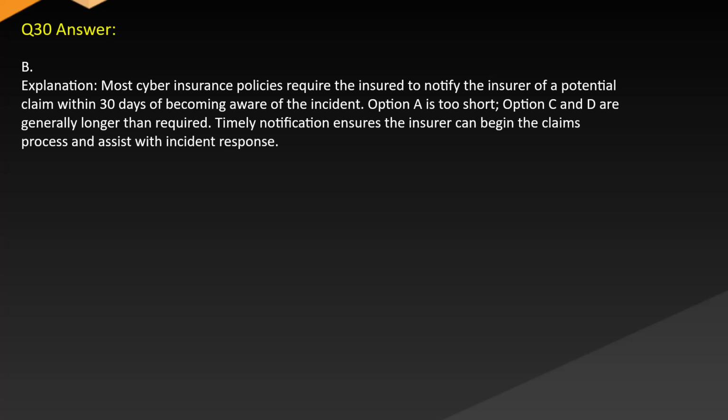Answer: B. Explanation: Most cyber insurance policies require the insured to notify the insurer of a potential claim within 30 days of becoming aware of the incident. Option A is too short. Options C and D are generally longer than required. Timely notification ensures the insurer can begin the claims process and assist with incident response.